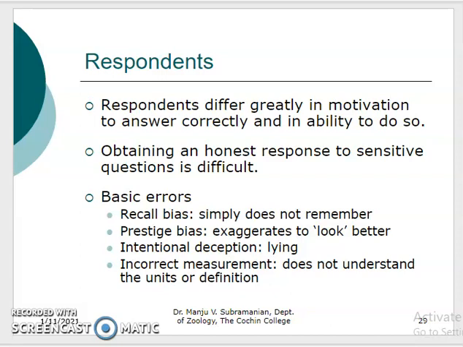Respondents differ greatly in motivation to answer correctly and in ability to do so. Obtaining an honest response to sensitive questions is difficult. The basic biases by respondents are recall bias, that is simply not remembering; prestige bias, which exaggerates to look better; intentional deception, that is lying; and incorrect measurement, not understanding the unit of definition. So these are the respondents' errors that might occur.